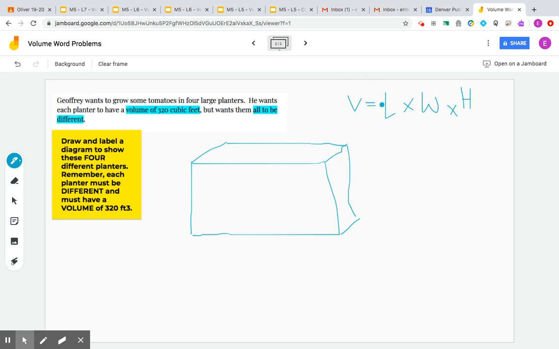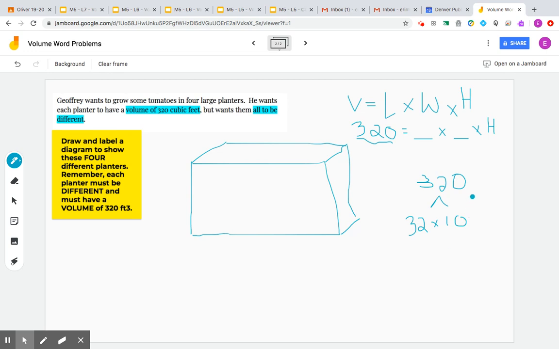So we know volume equals length times width times height. We know our volume has to equal 320. So I have to figure out what, when multiplied together, is going to get me 320. Now I could just randomly start looking at numbers and check, or I could look at 320. When I look at 320, I notice several things. I notice that 320 could be split into 32 times 10.